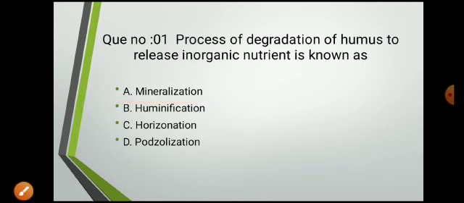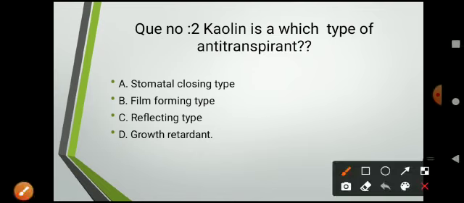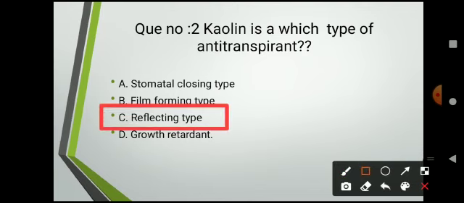Next question number second. Kaolin is which type of anti-transparent? And the options are stomatal closing type, film forming type, reflecting type and growth retardant. Answer is option B, that is reflecting type. Kaolin is a reflecting type of anti-transparent.